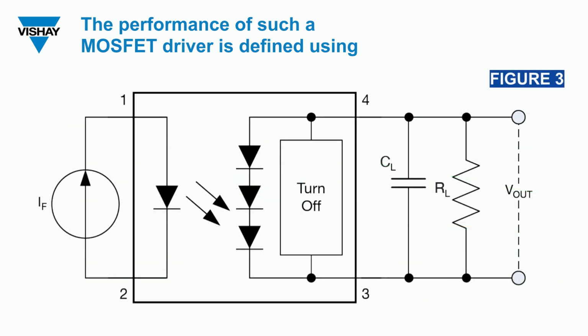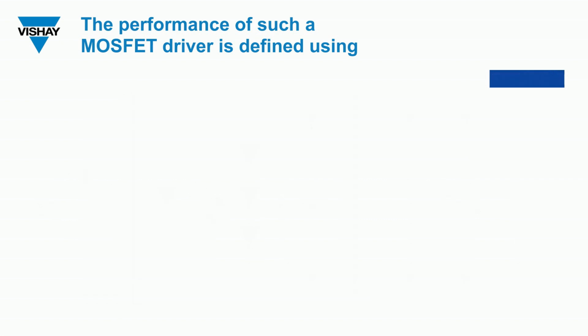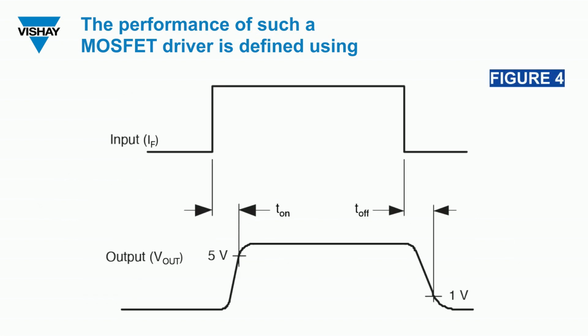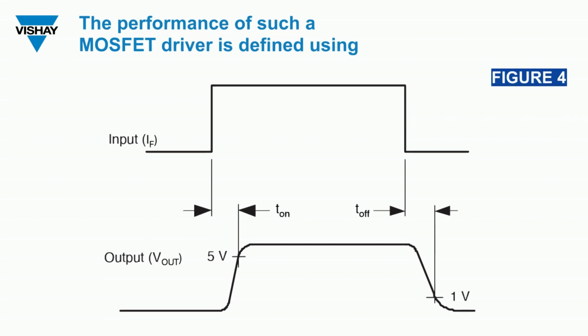Figure 3 shows the circuit for the measurement of turn on and turn off time, whereas Figure 4 shows the measurement condition. The turn on time for such a driver depends on the generated ISC, whereas the inbuilt turn off circuit ensures the fast turn off.